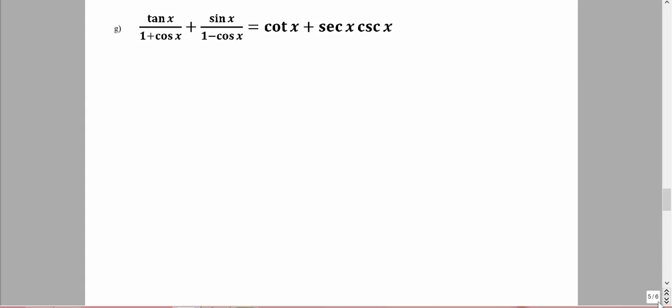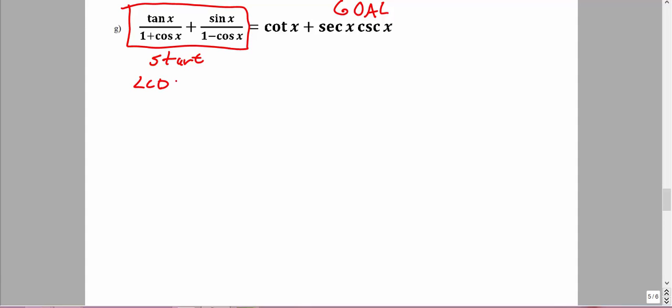To verify this identity, I suggest that we start with the more complicated looking side, which looks like it would be the left-hand side. So we're going to start here with the left-hand side, and we're going to choose the right-hand side as our goal. So we're going to take these two fractions, and let's think about using our strategy of adding them together by giving them the same denominator. So the LCD of these two fractions would be multiplying those two denominators by each other.